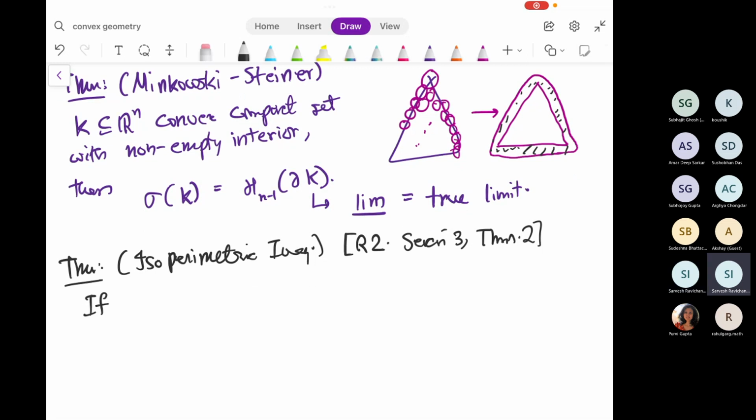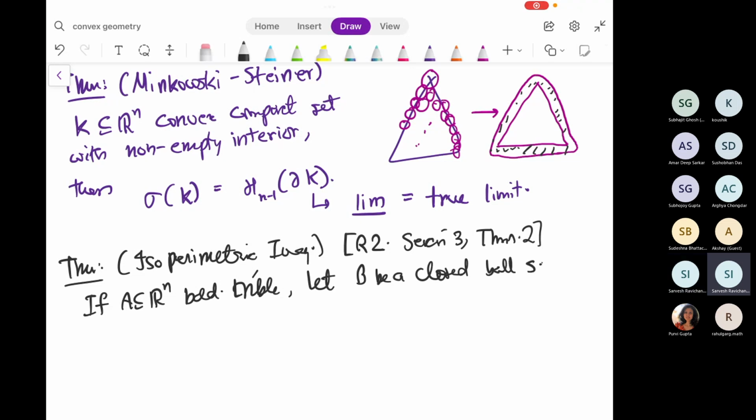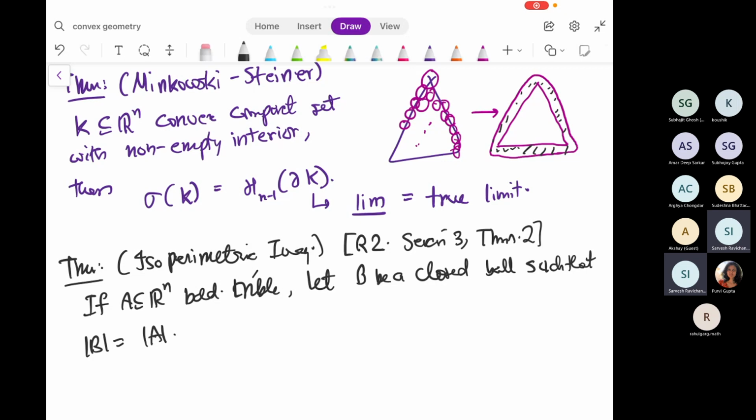If you have a bounded Lebesgue measurable set A, and you consider a ball that is of the same volume as A, so you let B be a closed ball such that the volume of B is equal to the volume of A. You can adjust the radius so that this happens. Then the perimeter of B is less than or equal to the perimeter of A, which is exactly what isoperimetry is supposed to represent, right?